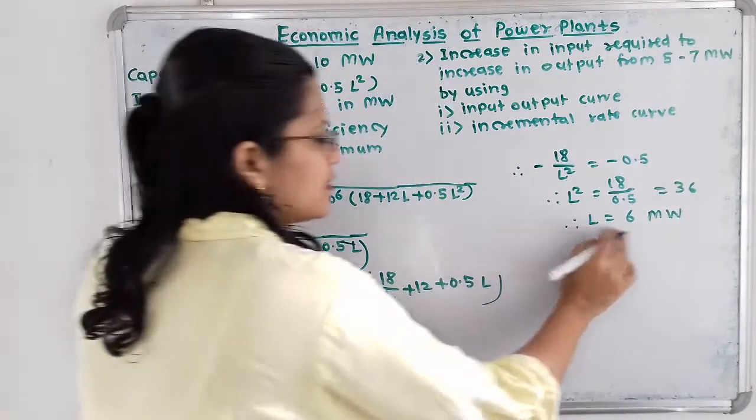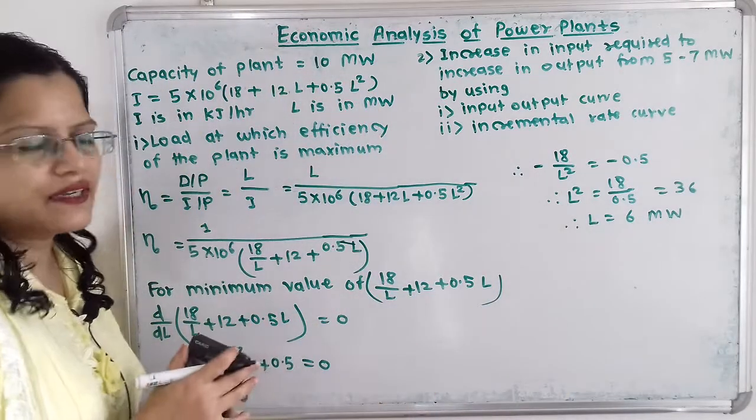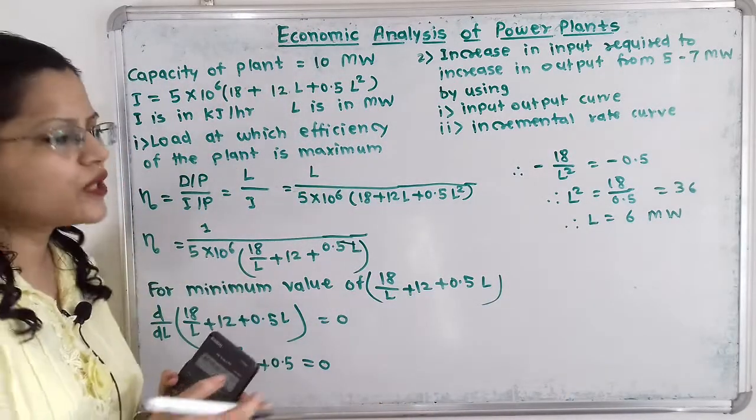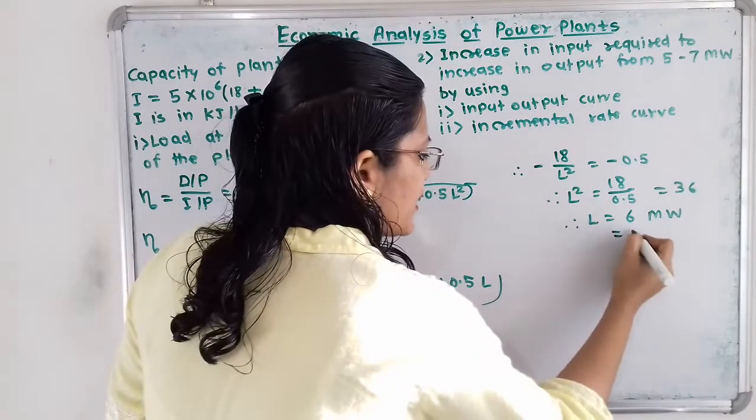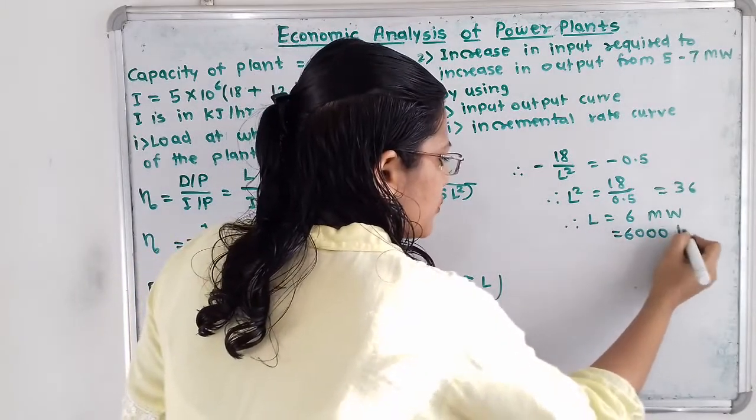So we will write here this unit is in megawatt. Now we will convert this into kilowatt. So how to write this in kilowatt? That is 6000 kilowatt.